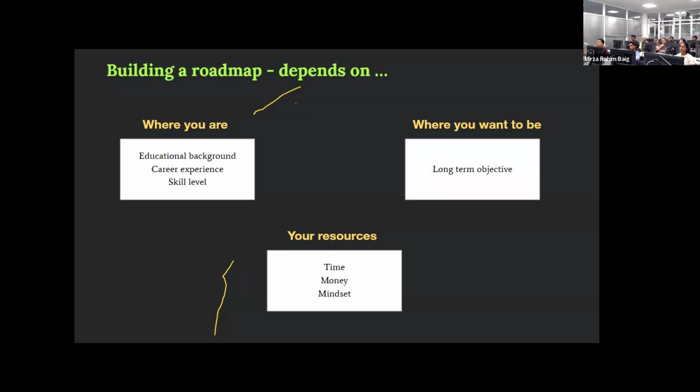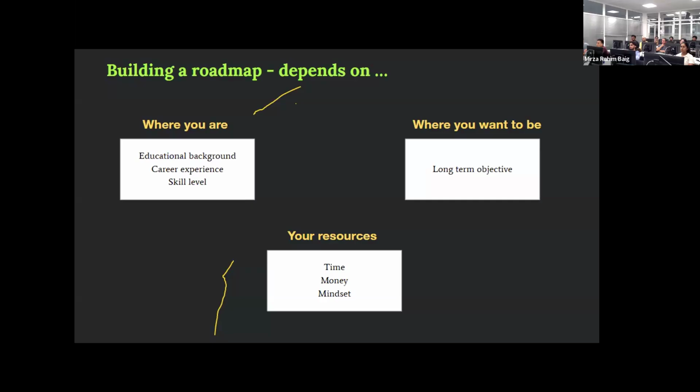This includes time. This includes your money and the mindset. Some people are like, yeah, I want to become a data scientist, but I don't want to spend a single penny on it. That's what some people say. Some people are like, my time is much more important. I'm going to spend money on it. I want to get this. So be clear on what you want to invest.